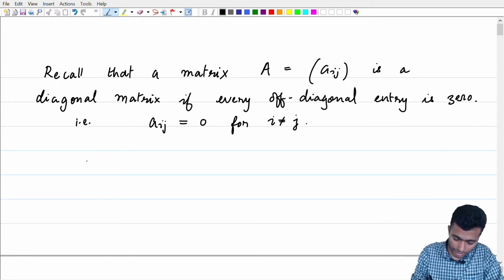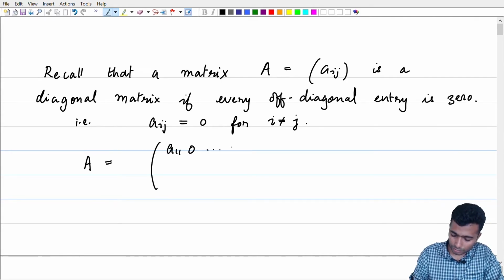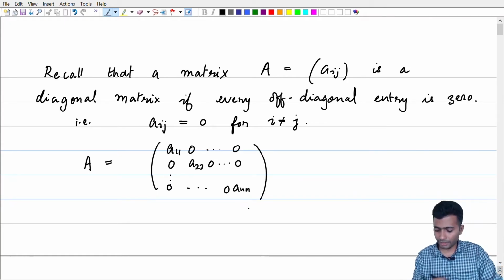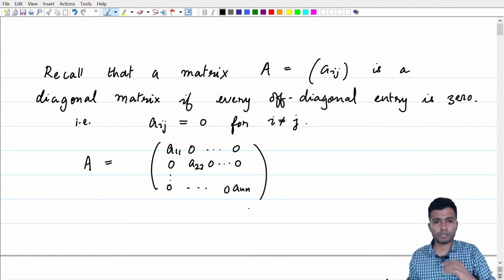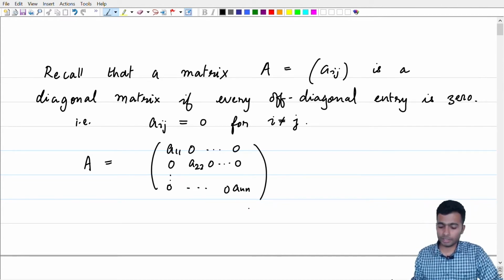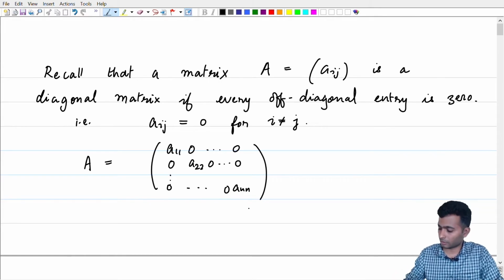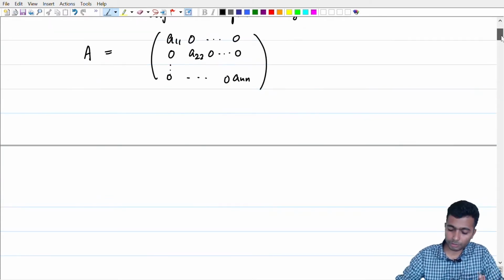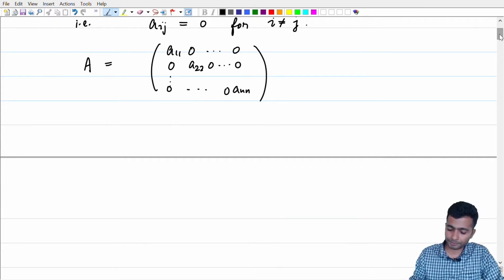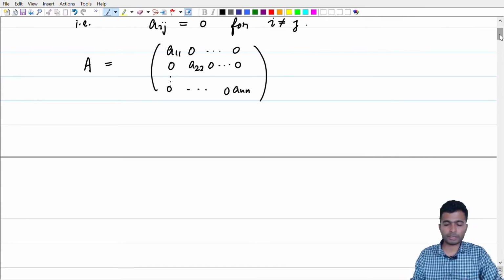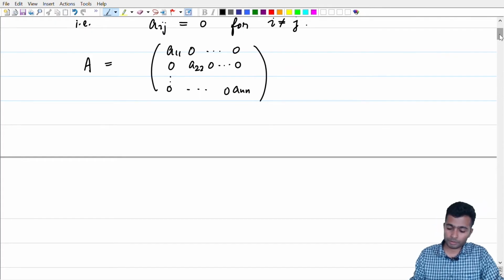So that means A will have a particularly nice form. It will be something of this type: a11, 0, 0, 0, a22, 0, dot dot dot, 0, 0, 0, ann. So every entry which is not in the diagonal is 0. It could happen that the entries in the diagonal also could have certain 0 entries. So for example, the 0 matrix is a diagonal matrix. It's not demanded that the diagonal should be non-zero. The only thing that is being demanded is that the off diagonal entries are 0.